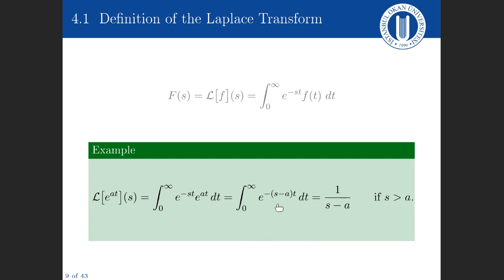And for this function, when we calculate this, we get 1 over s minus a. And I'll leave it for you to think about. This is defined as long as s is strictly greater than a.